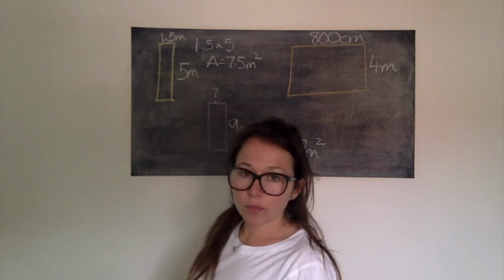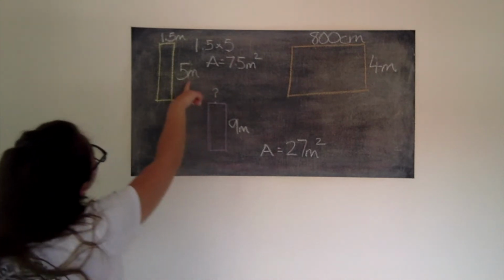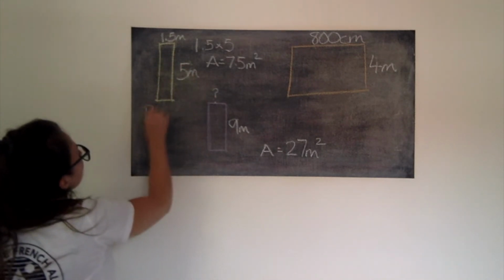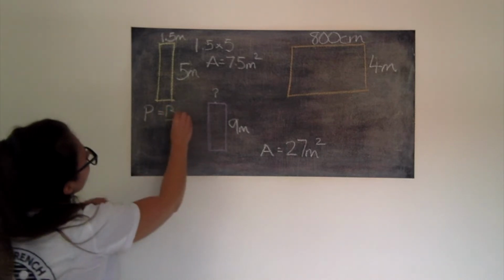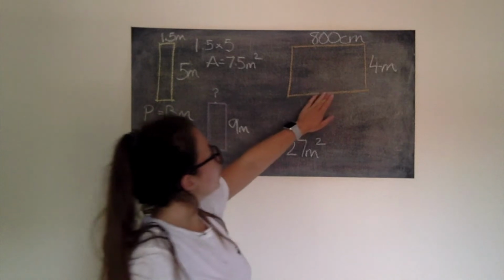If you figured out the perimeter of this shape as well, then the perimeter is 13 for this one. Perimeter equals 13. Remember, 13 metres. So we're just adding around the outside edges. Then we'll go over to this one.